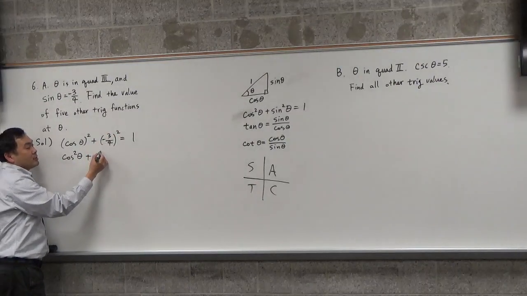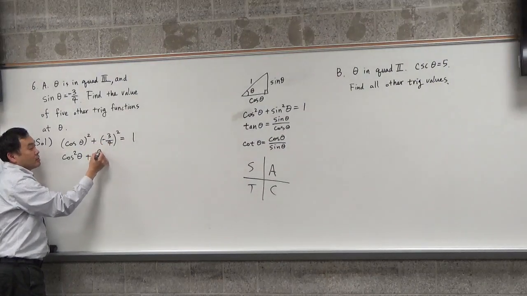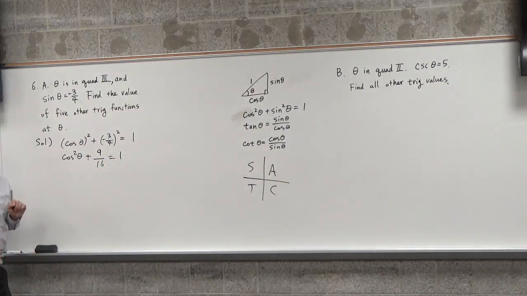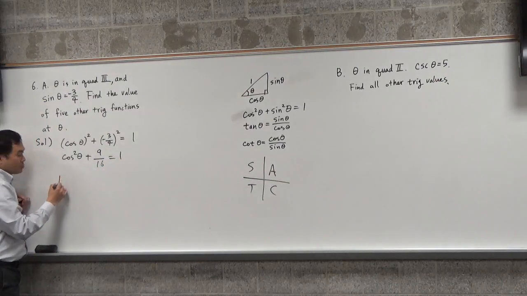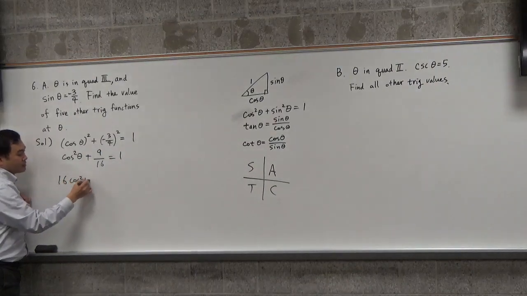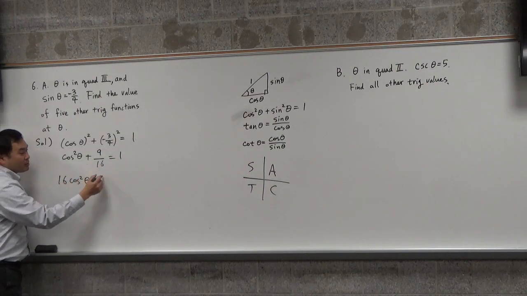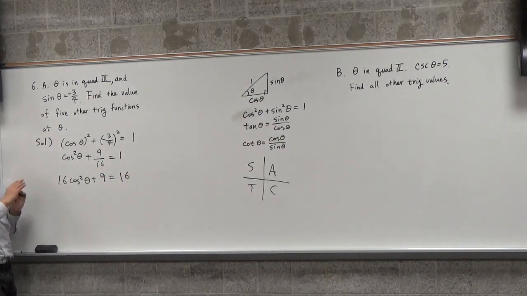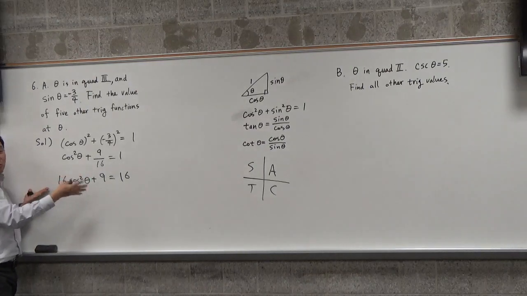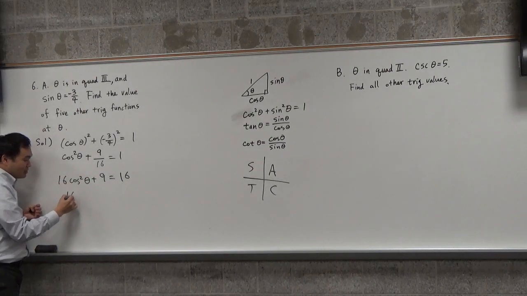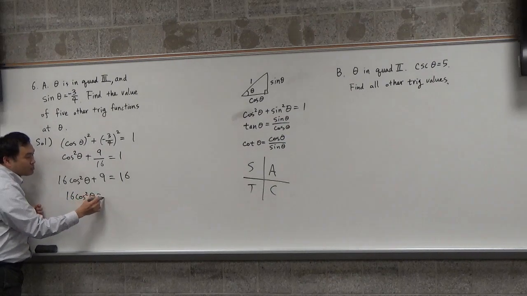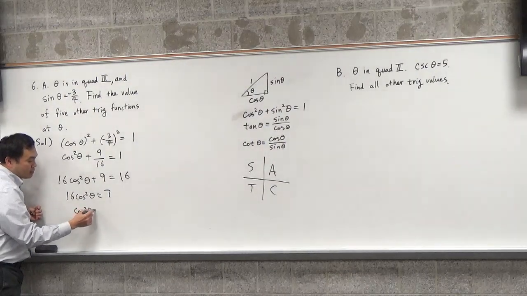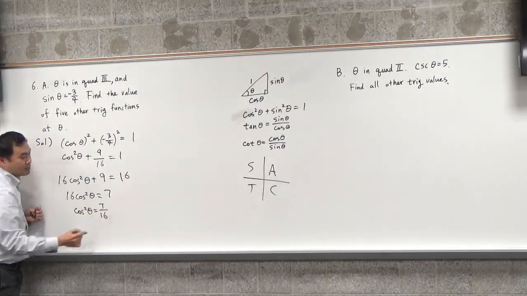So what do you get again? 3 squared? 9. 9 over 16. How do you solve this? You multiply by 16 everywhere, so that this 16 goes away and you get just 9. And 1 times 16 is 16, right? It's beautiful because we don't have any fractions, so we like that. Then you subtract 9, you get 7, and you get cosine squared theta equals 7 over 16.